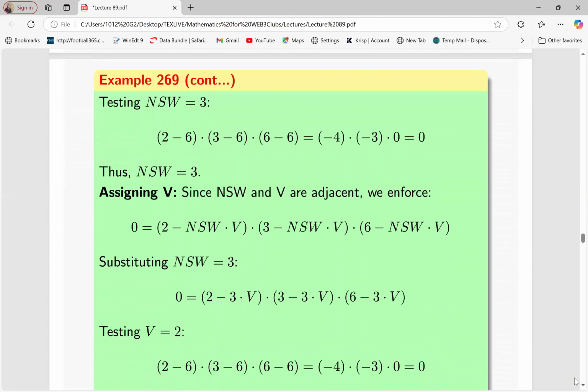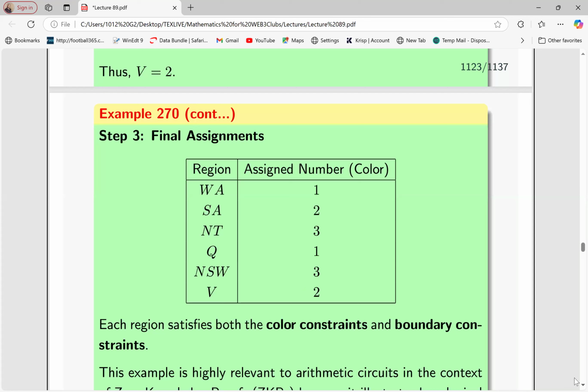So after all this working, I came and settled on the following colors. WA was assigned 1, which is blue in our case. SA was assigned 2. NT was assigned 3. Q was assigned 1. NSW was assigned 3. And V was assigned 2. So you can see there were no neighboring regions that had the same color in this case.